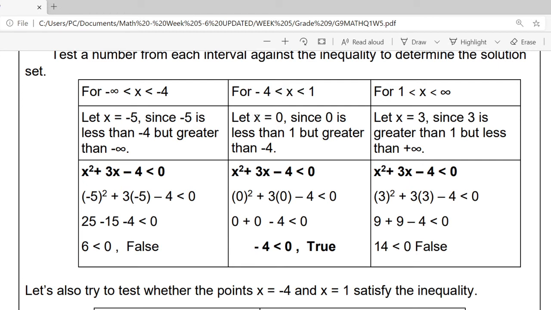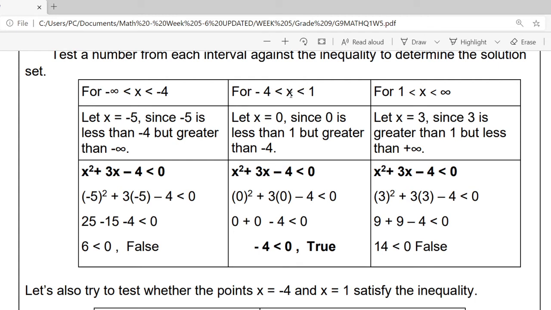But here they use x equals 0. Then x squared is 0 squared, which is 0. 3 times 0 is 0, minus 4. So therefore you have negative 4 less than 0. Is negative 4 less than 0? Yes. Therefore, this interval is true. So the solution comes from this interval.